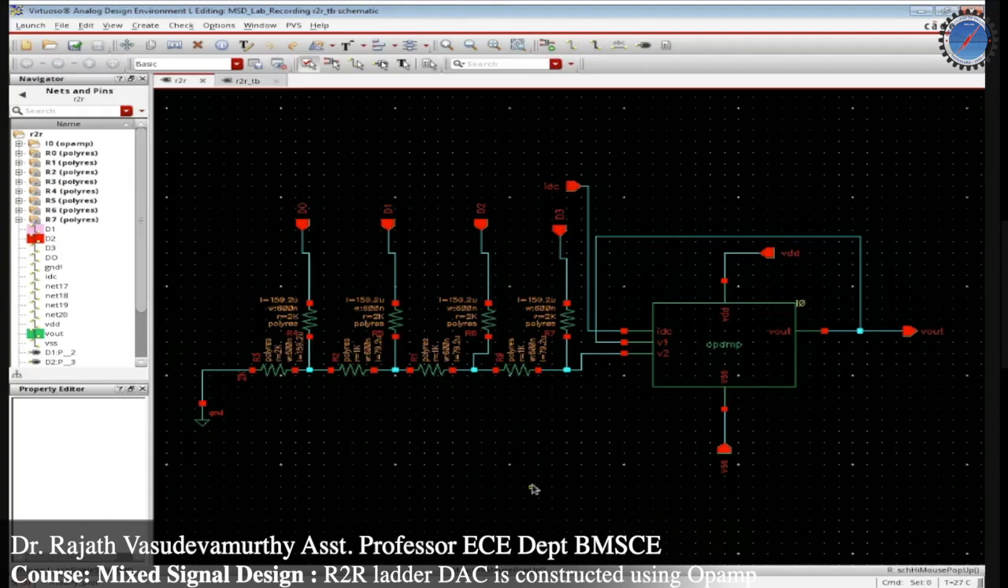So today we'll look at the R2R ladder DAC using the op amp. I hope you're able to see the schematic on screen. As you have studied in the theory, you have a ladder of resistors of value R and 2R, as you can see here.